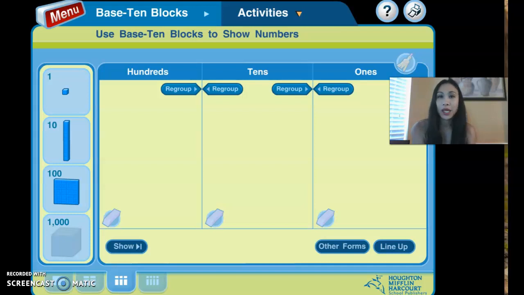Okay, so we have a word problem here. Let's read it. Sue and her cousin made friendship bracelets for a school fundraiser. Sue made 145 bracelets and her cousin made 89 bracelets. How many bracelets did the two girls make all together?